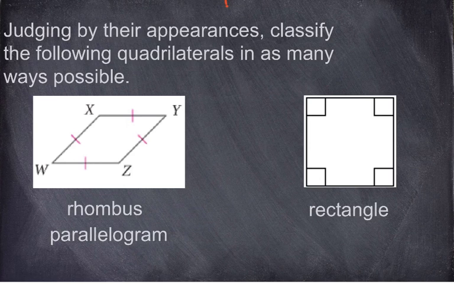And again, like the other one where we said, since it's a rhombus, it's a parallelogram. Same thing with the rectangle. If it's a rectangle, then it has to be a parallelogram as well. Okay? Alright, let's move on to the next page.